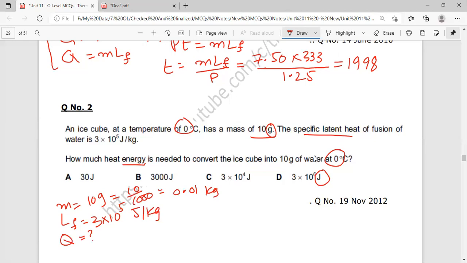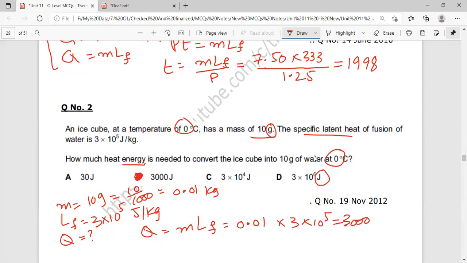What was the formula? The formula was Q is equal to m L_F: 0.01 multiplied by 3 into 10 to the power 5. So it's 3000. Which option is correct? Option B is the correct answer.